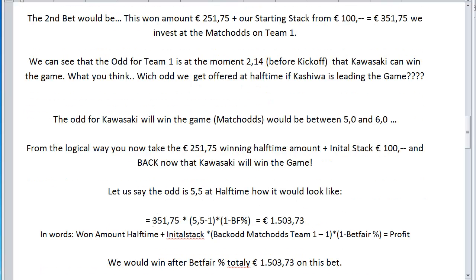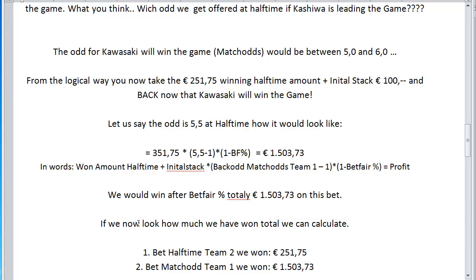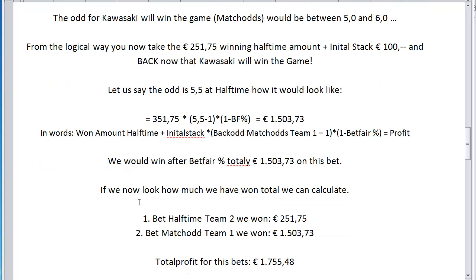So your 351.75, you see here one amount halftime plus initial stack, multiplied with the back odd Match Odds team minus 1, multiplied with 1 minus Betfair commission, is a total winning of €1,503.73 after Betfair commission.